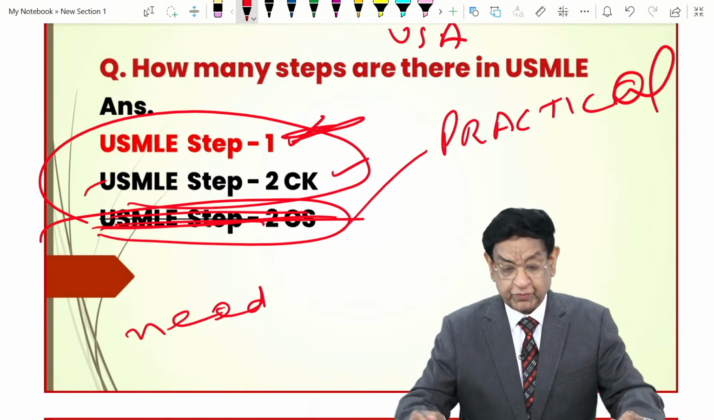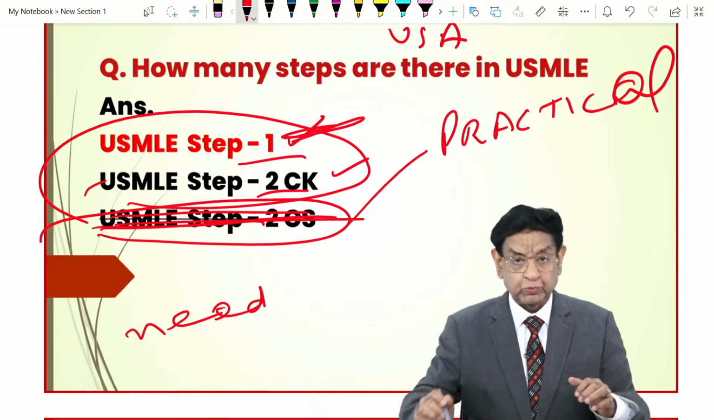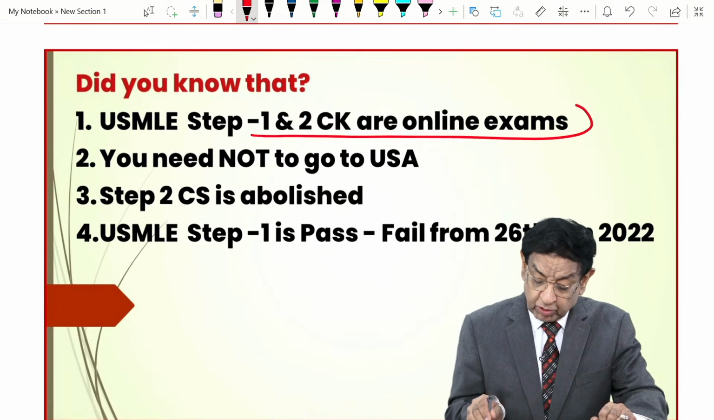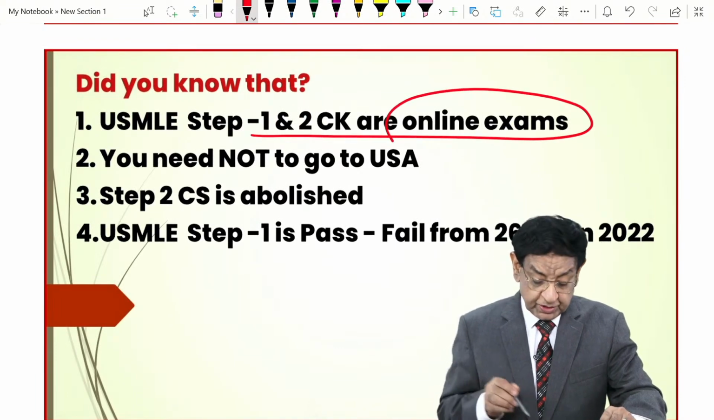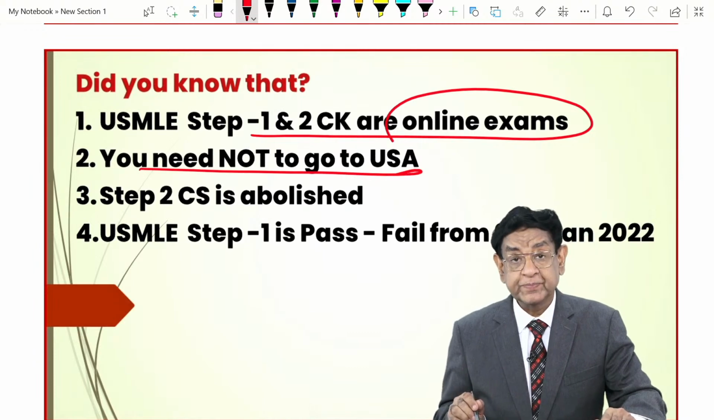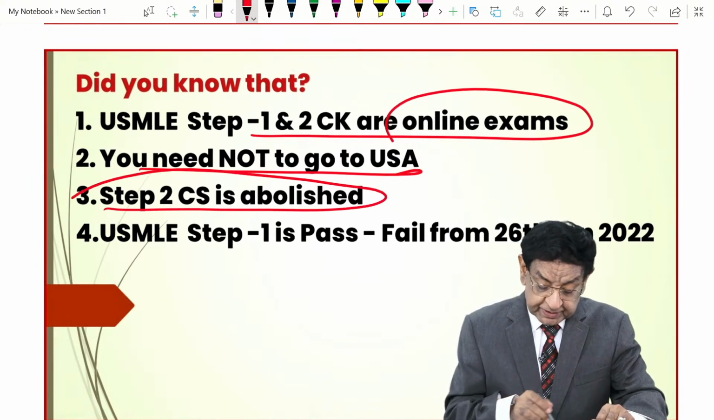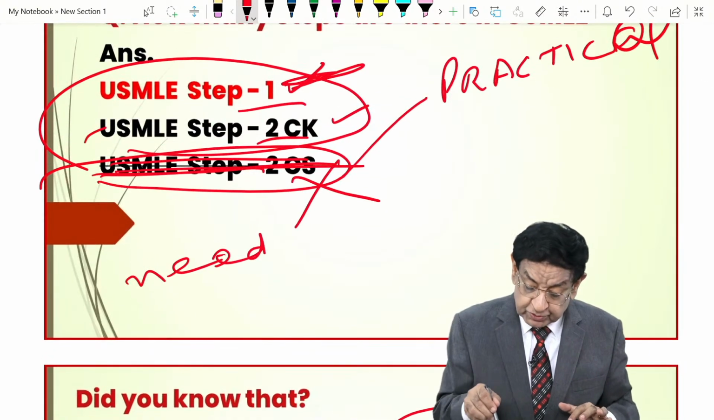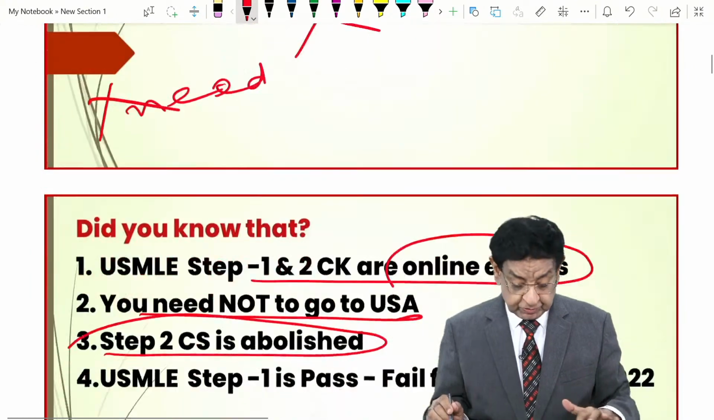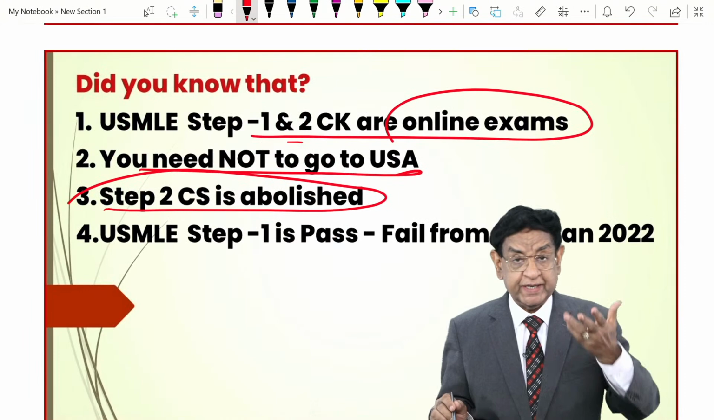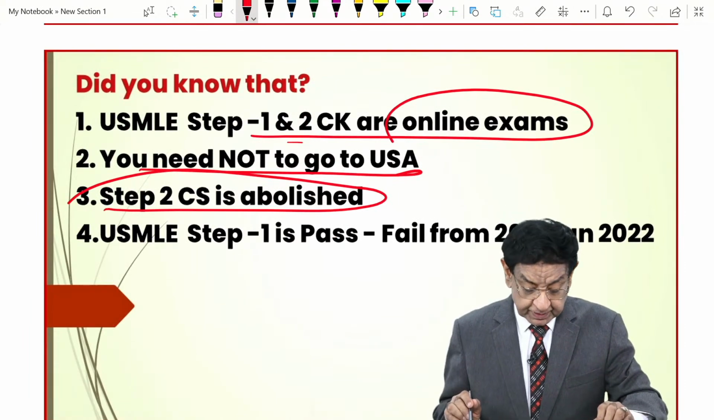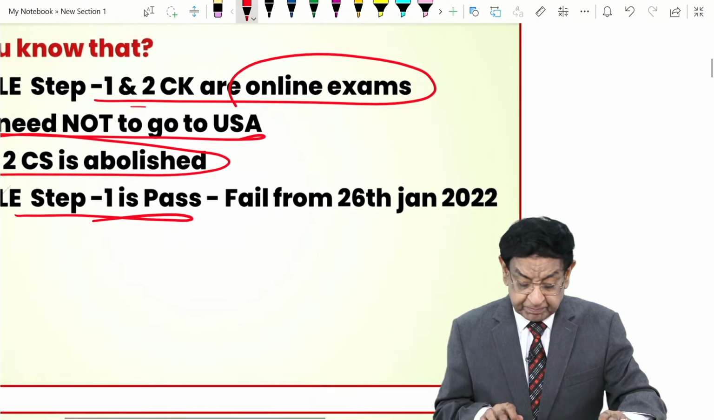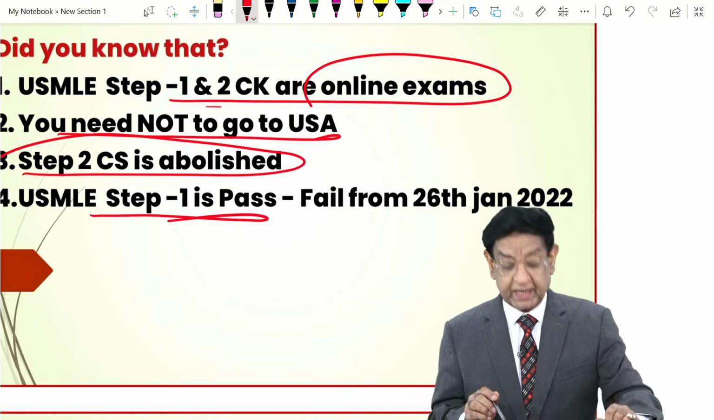So what we learned so far is that you have to do Step 1 and Step 2. Did you know USMLE 1 and 2 are online exams? You need not go to USA. CS is abolished, which was a practical exam for which you needed to go to USA, but as I told you, it's not there, so you don't need to go. That means you can do these 2 exams in your city if you are in a major city. And moreover, they have made Step 1 easy. Now it is pass-fail. Previously, there were marks.